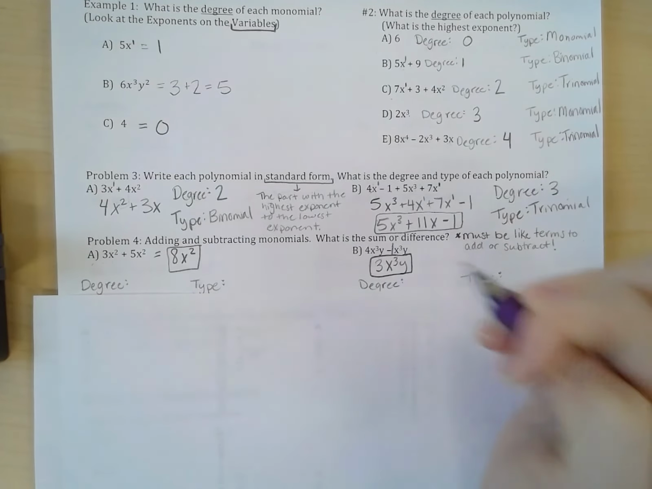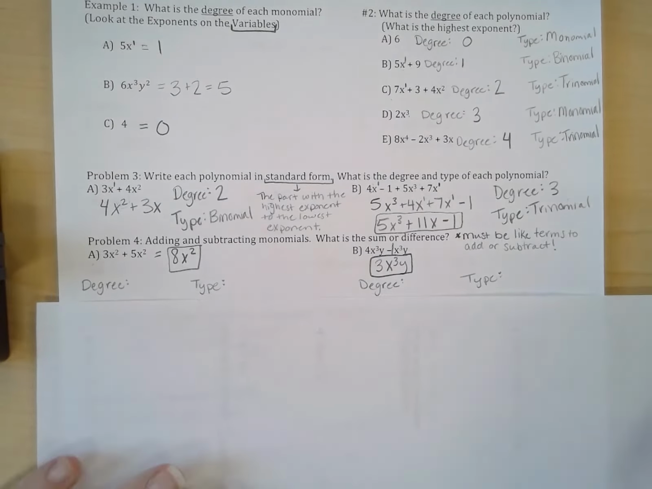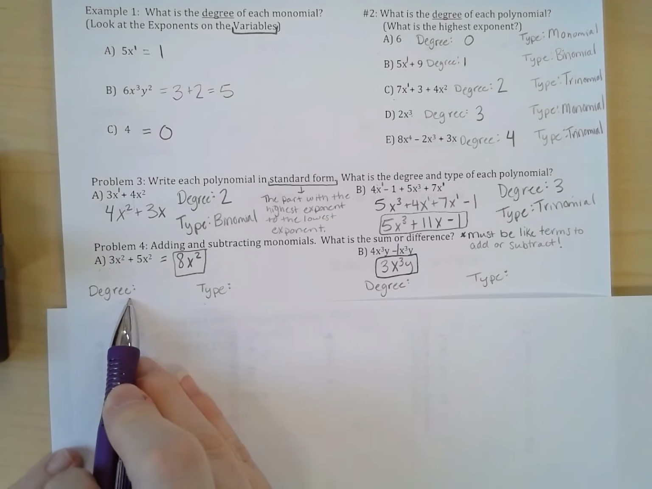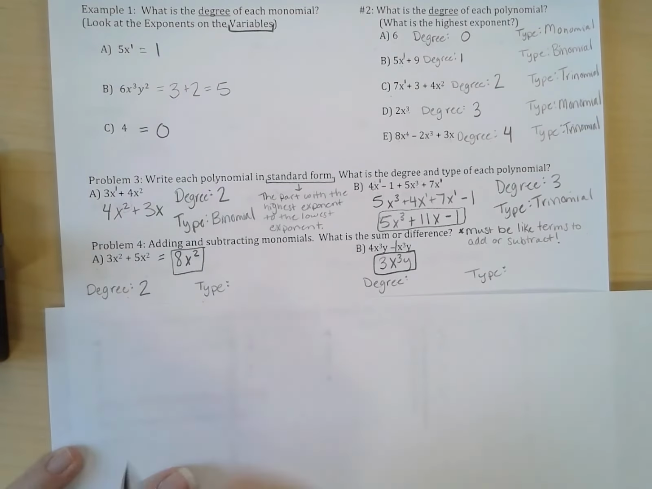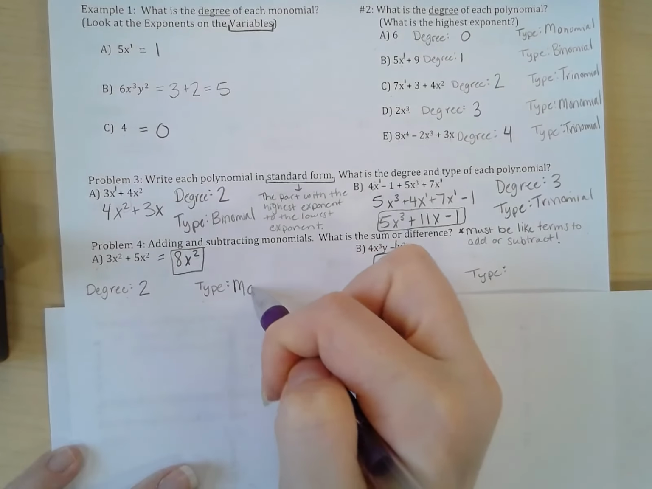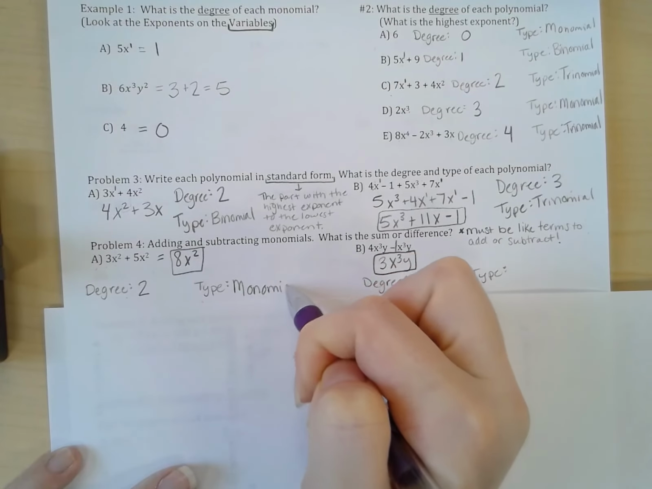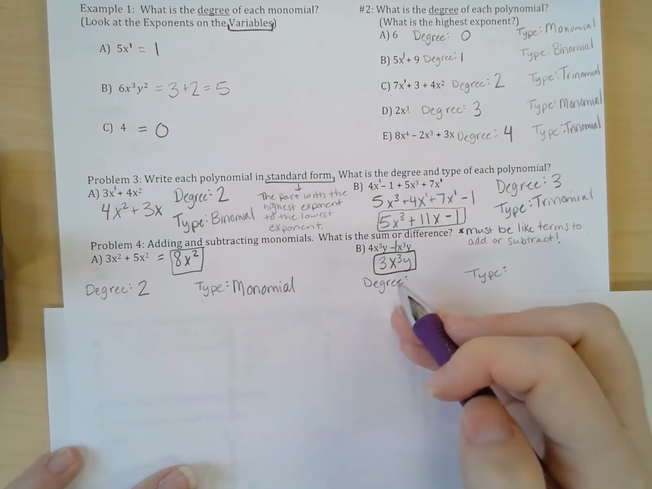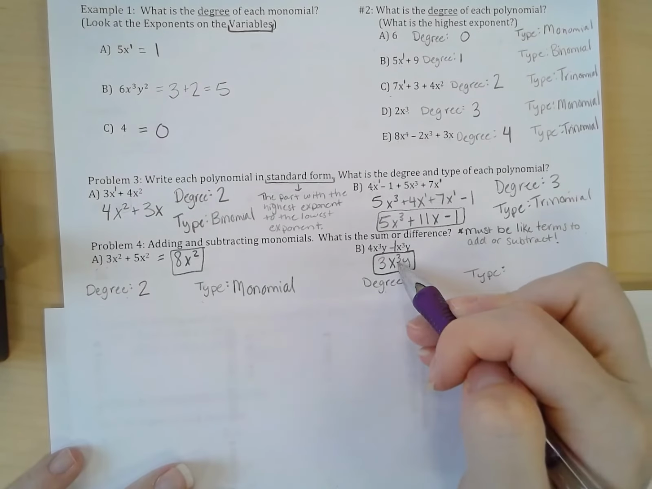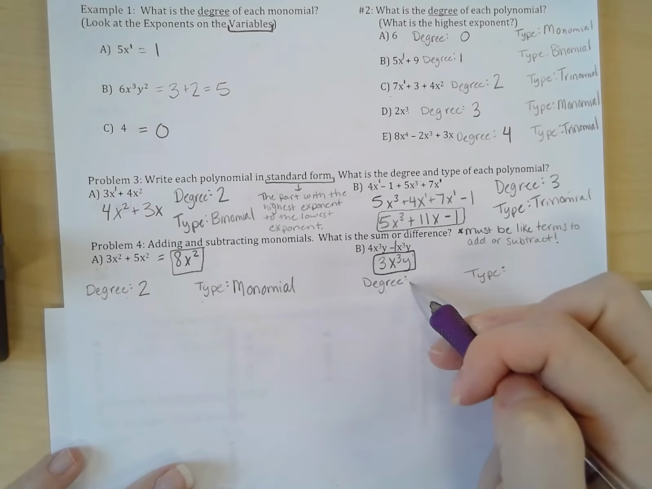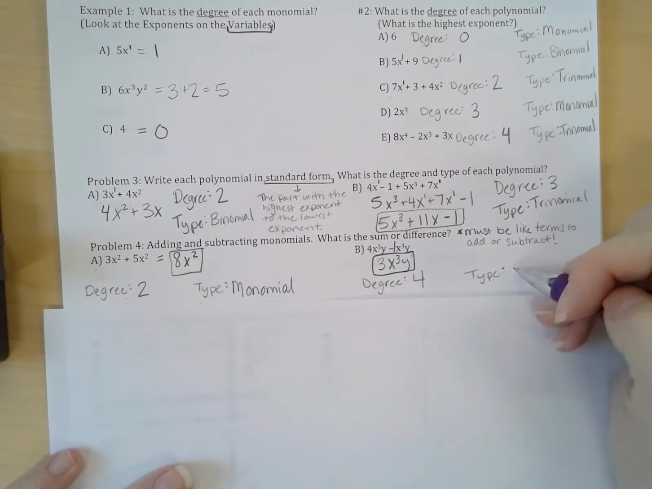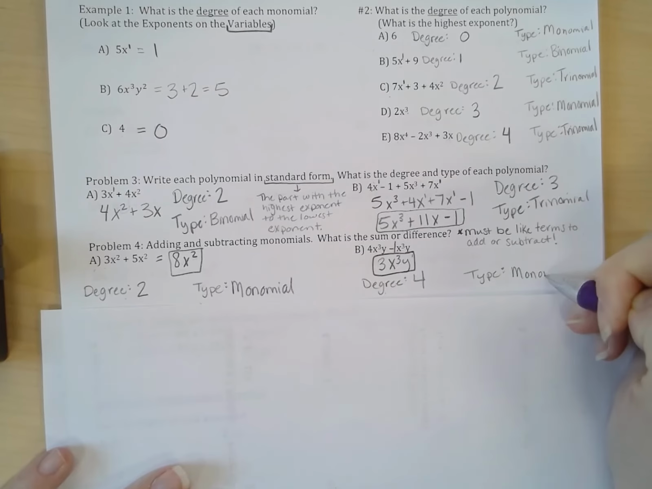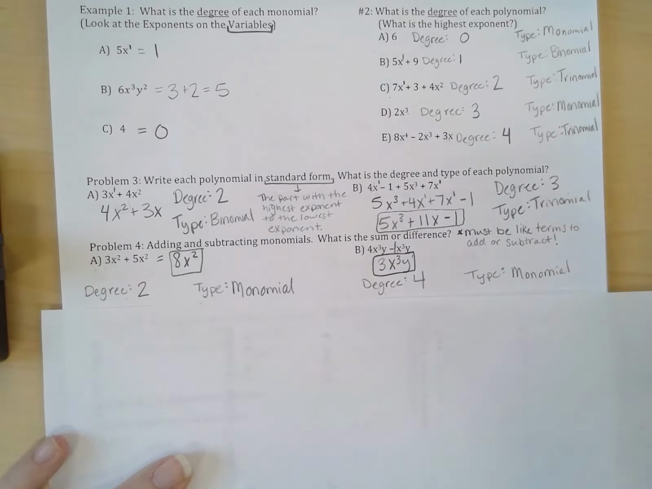Now once I have simplified, I'm going to go back and state the degree and the type. So over here, the degree, the exponent on the x, is 2. The type is a monomial because I simplified it down to just one term. Over here, I have a degree of 3 and 1 on the y, so that's a total of 4. The type, again, is a monomial. It's just a one-part problem now that I have combined them.